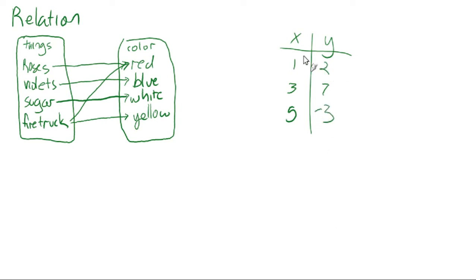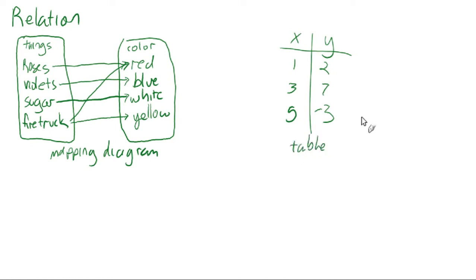It relates 1 to 2. Technically, the technical term is called mapping. 1 is mapped to 2, 3 is mapped to 7, 5 is mapped to -3. Okay, and that word mapping comes up in this type of diagram. It's called a mapping diagram. Okay, and this is called a table.